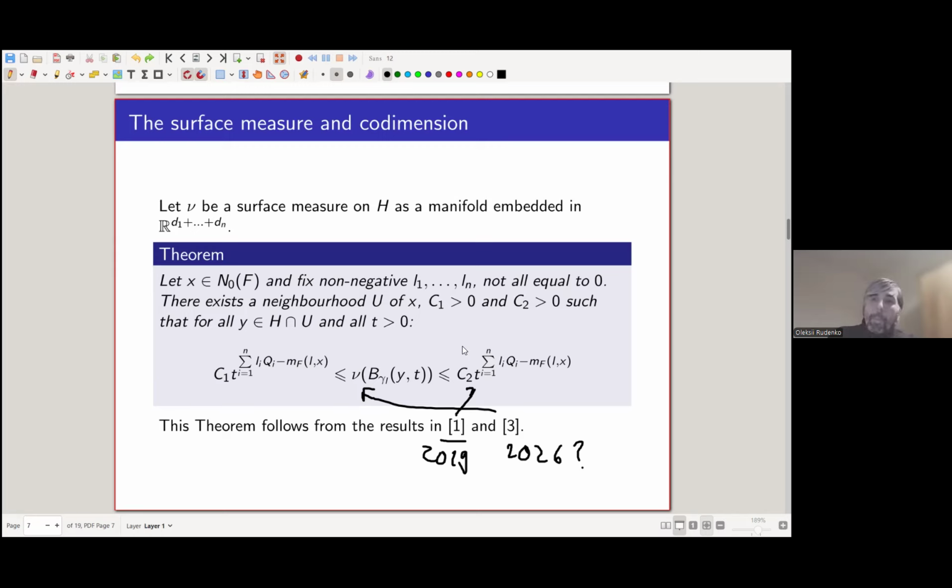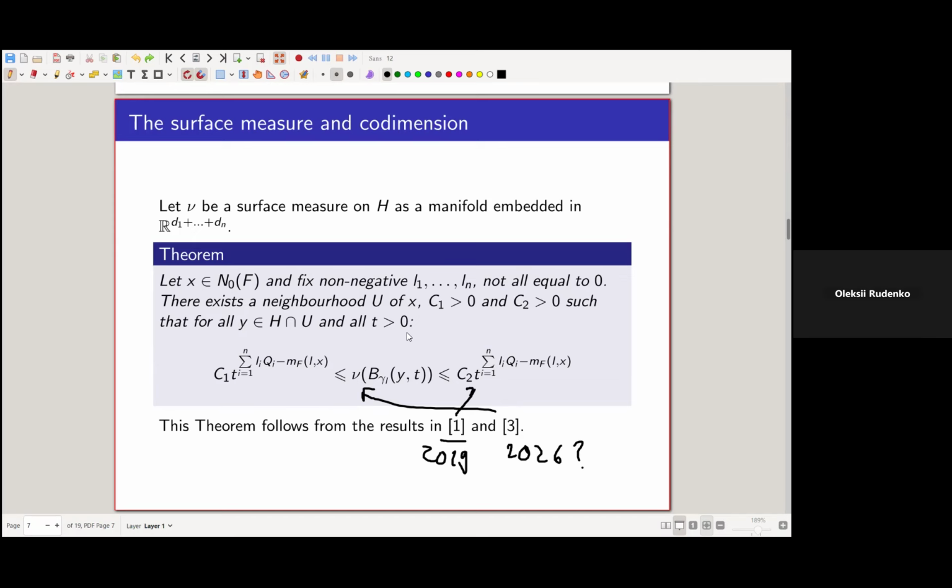So C1, C2 depend on X, yes? On X, yes. In Y, no. Yeah, X is fixed. In some neighborhood of these points, we can have that. Okay. I see.